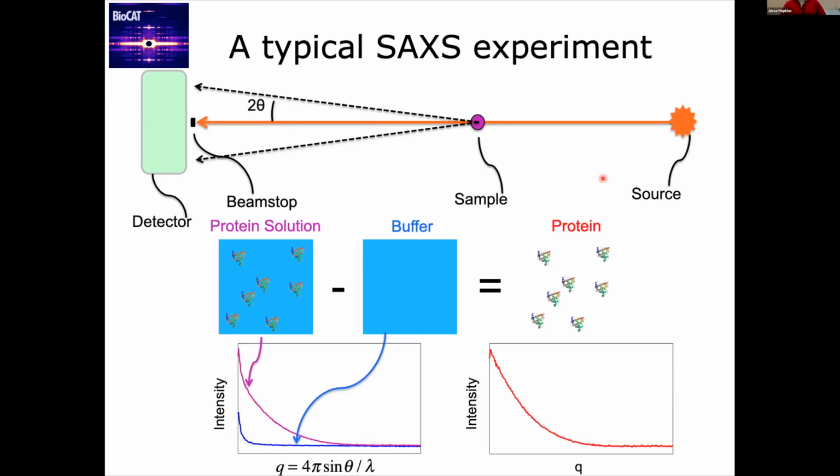So this is a slide I showed you earlier. This is, again, back to the typical SAXS experiment. We have an X-ray source, it creates an X-ray beam, it shines on the sample. We measure the scattering on our detector. Again, we have to measure the proteins in solution and then the solution by itself. We subtract off this background scattering or this buffer scattering to get the scattering of just the protein by itself. So this is our basic procedure.